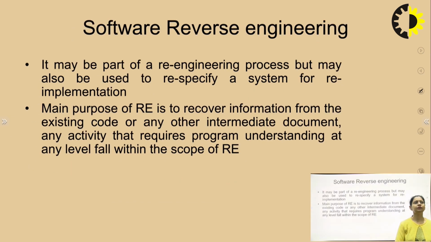Coming back to reverse engineering, it may be a part of the re-engineering process, but may also be used to re-specify a system for re-implementation. If we want to make new changes or re-implement some parts of the software, we can move into the reverse engineering phase. The main purpose of reverse engineering is to recover the information from the existing code or any other intermediate document that already exists in the software. Any activity that requires program understanding at any level falls within the scope of reverse engineering.